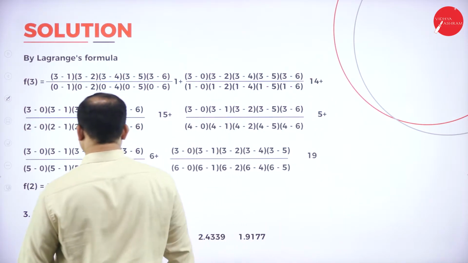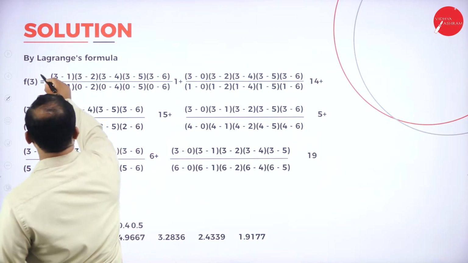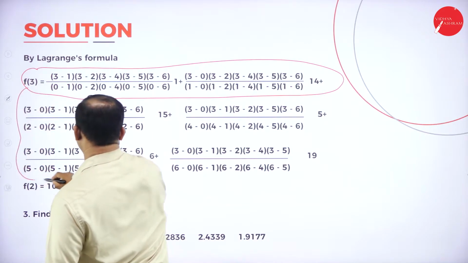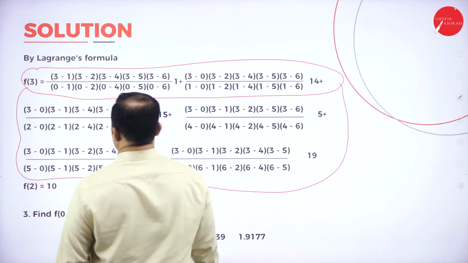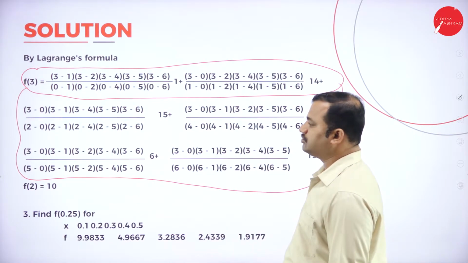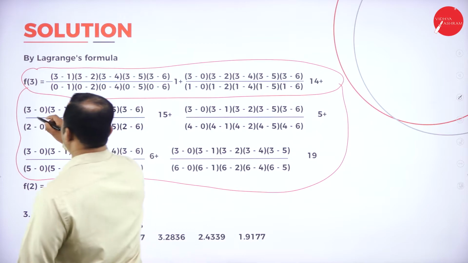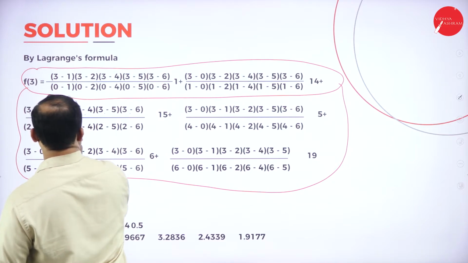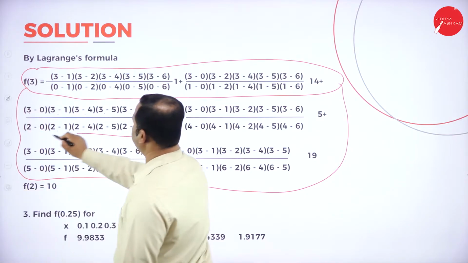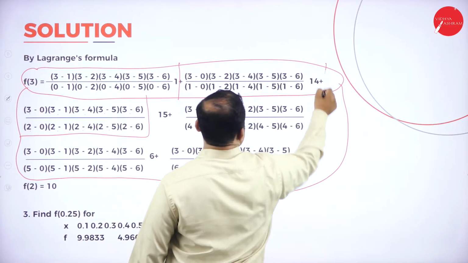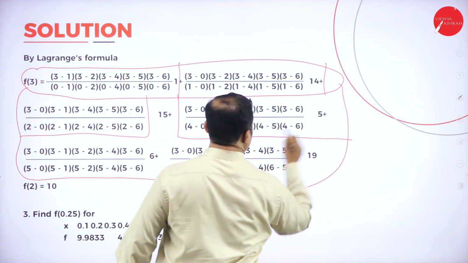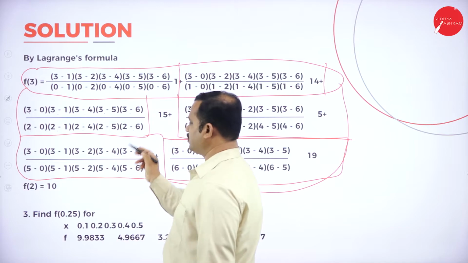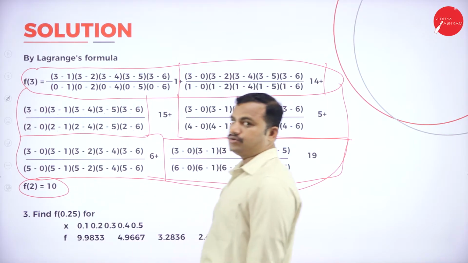This is by the Lagrange interpolation formula. If you substitute those values into this formula, what is the value? 3 minus 0, 3 minus 1, 3 minus 4, 3 minus 5, 3 minus 6 divided by 2 minus 0, 2 minus 1, 2 minus 4, 2 minus 5, 2 minus 6. This is obtained for the third term. This is for the second term, third term, this is for the fourth term, this is for the fifth term, and this is for the sixth term. So totally we have 6 terms. After simplification, we will get f of 2 is equal to 10.